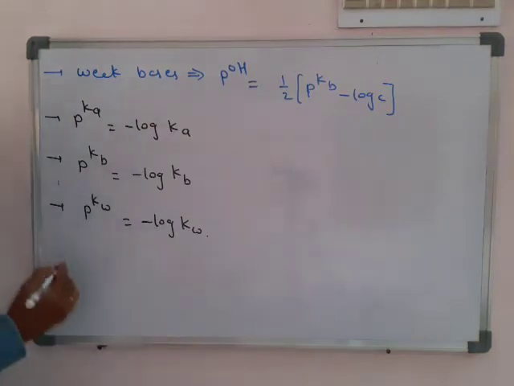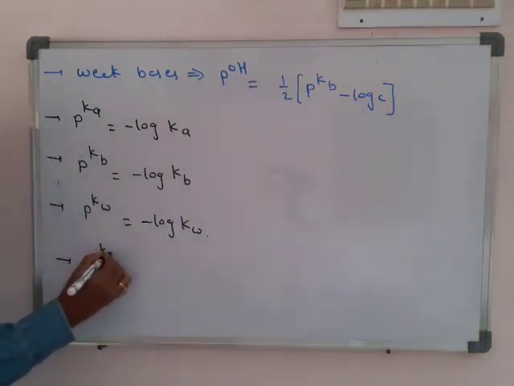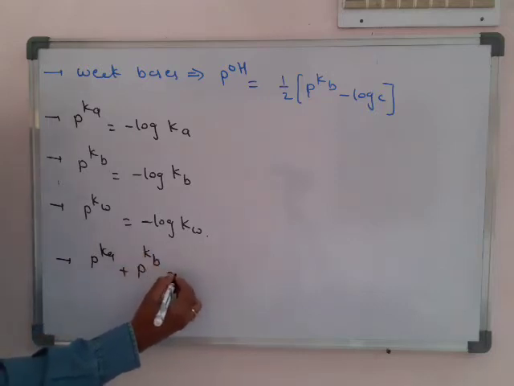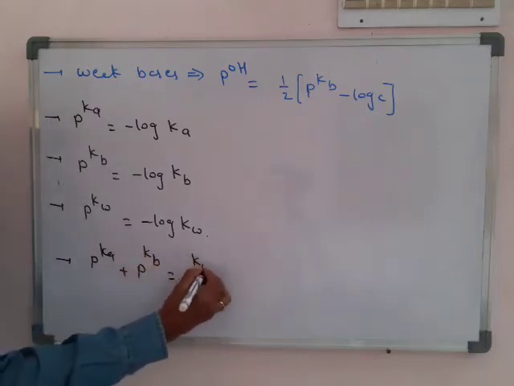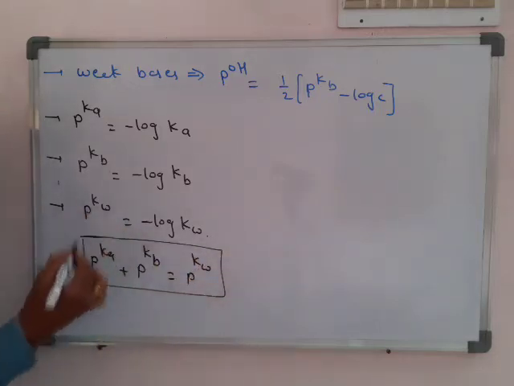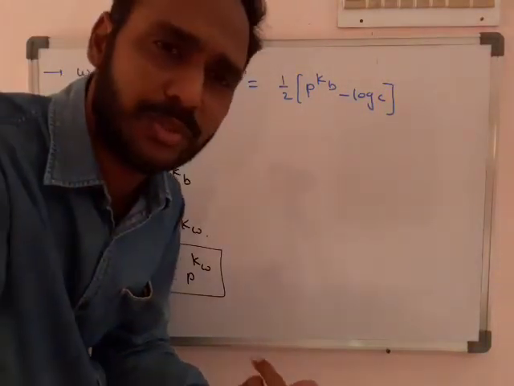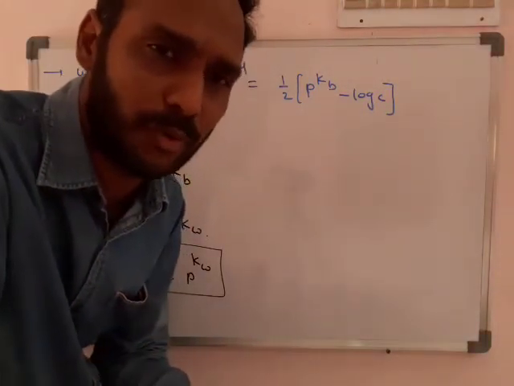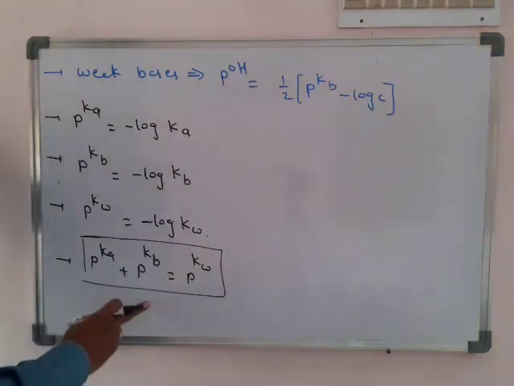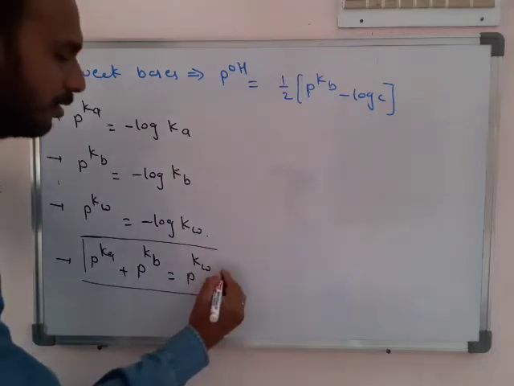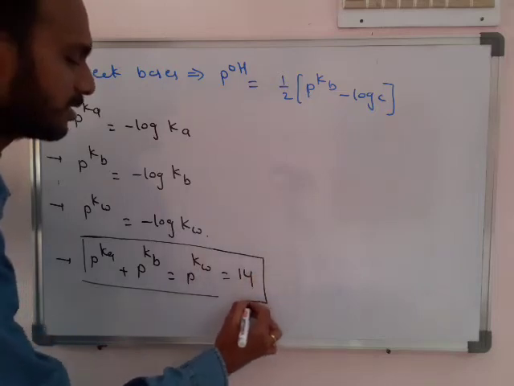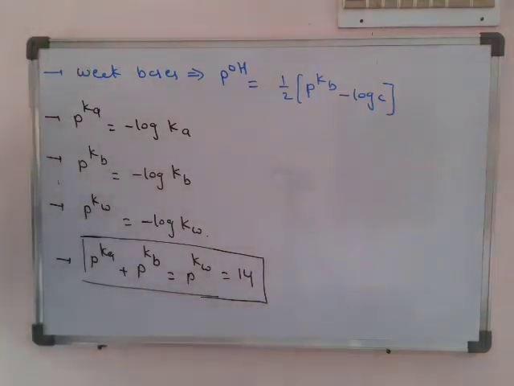Next, here one more relation we can write: pKa plus pKb is also equal to pKw at any temperature. So at 25 degrees Celsius, we know that pKa plus pKb is equal to 14. Okay. For any temperature, pKa plus pKb is equal to pKw. Generally, we are using it at 25 degrees Celsius, that is also equal to 14.